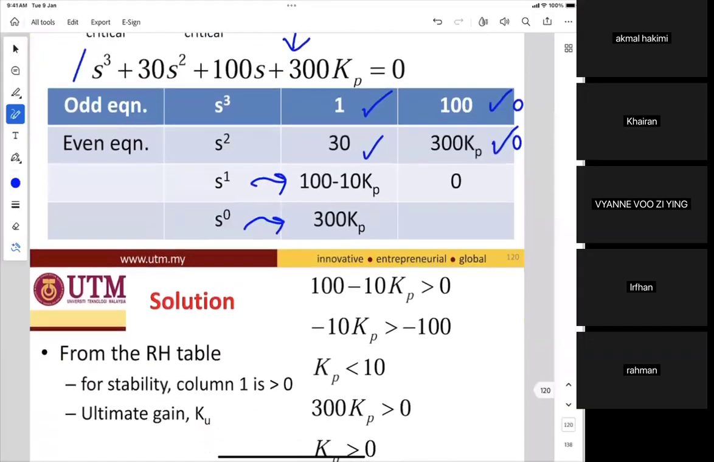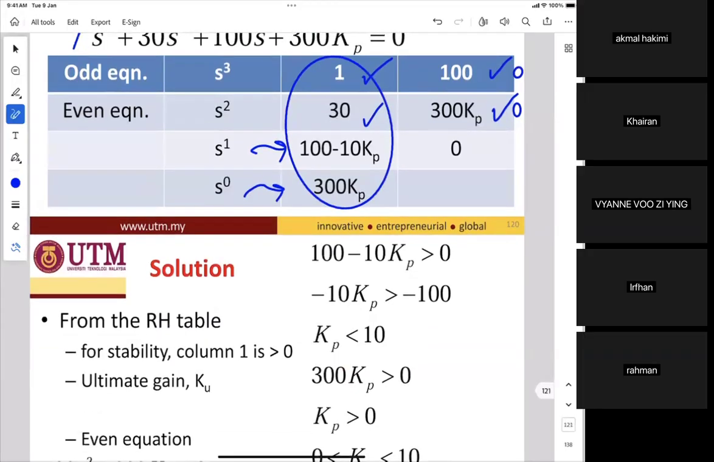Okay, so what we do is the first column of the Routh array must be greater than 0 for stability. 1 is greater than 0, 30 is greater than 0. 100 minus 10 Kp is greater than 0. Simplify. Then Kp is less than 10.